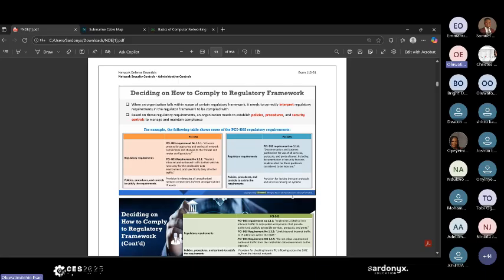Now let's look at PCI DSS. So there are some of these regulatory requirements. Example, PCI DSS 1.1.1. It says that there should be a formal process for approving and testing network connections and changes to the firewall and router configuration. That means there should be a formal process. That means what? If there's a router, there should be documentation of how to configure that router. There's a process already, that documentation.